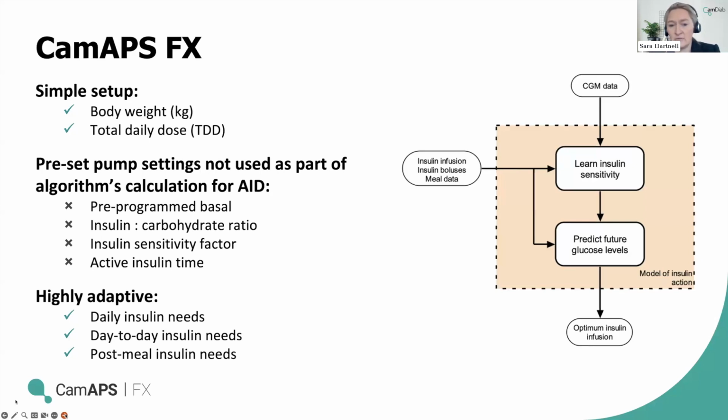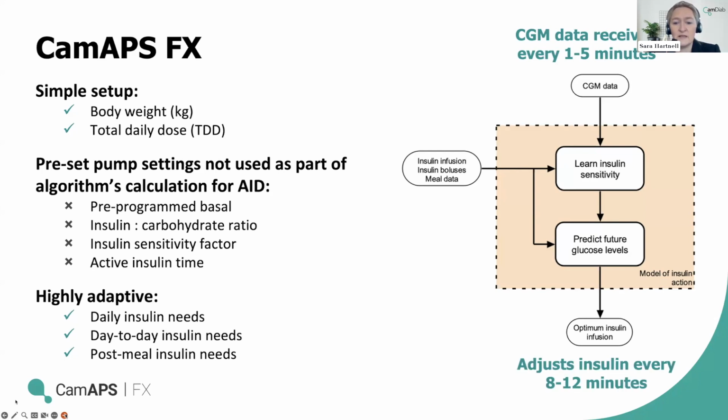It's looking to take into account carbohydrate on board. It predicts future glucose levels, and it's constantly feeding back in that loop to optimize insulin infusion. So that CGM data is received every 5 minutes from a Dexcom G6, and the algorithm adjusts the insulin delivery every 8 to 12 minutes in that continual loop.